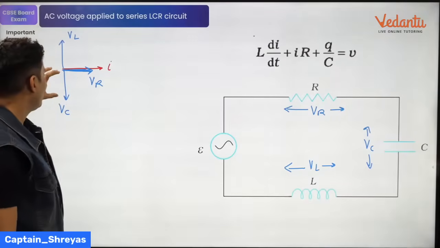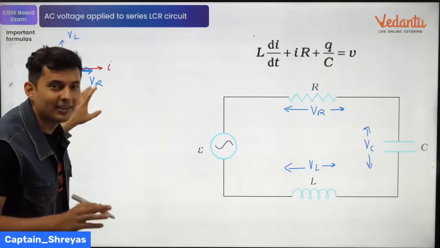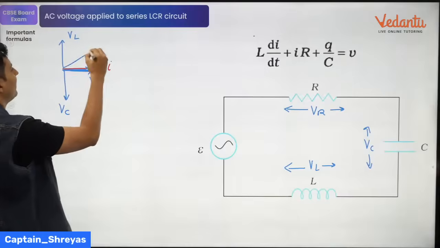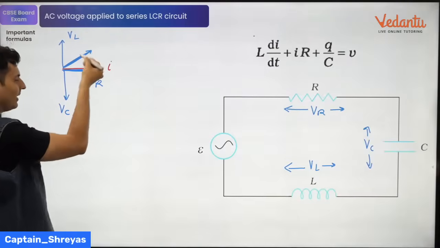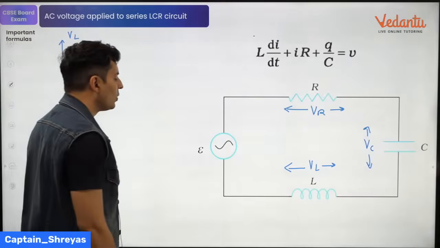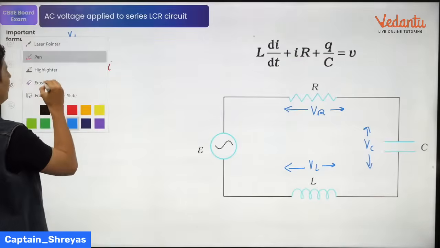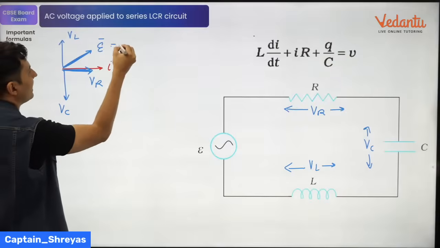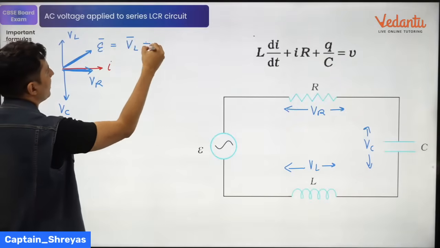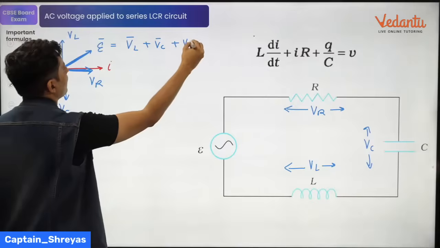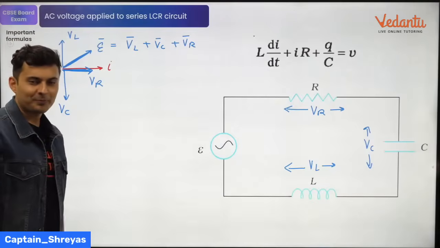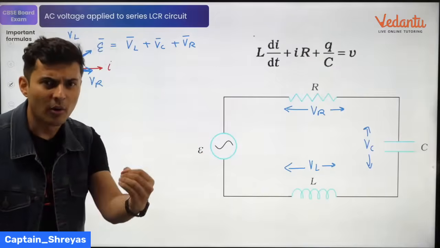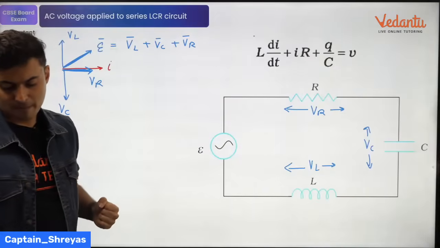Now treat them like vector quantities. Yes, like vectors. Like if you treat forces, one force here, one force here, one force here, find the resultant force. So the resultant vector in this case will give you the EMF applied over here. So that will be the net EMF applied. This E vector is basically VL vector plus VC vector plus VR vector. Keep this in mind. It's a vector addition. That's the usefulness of your phasor diagrams.